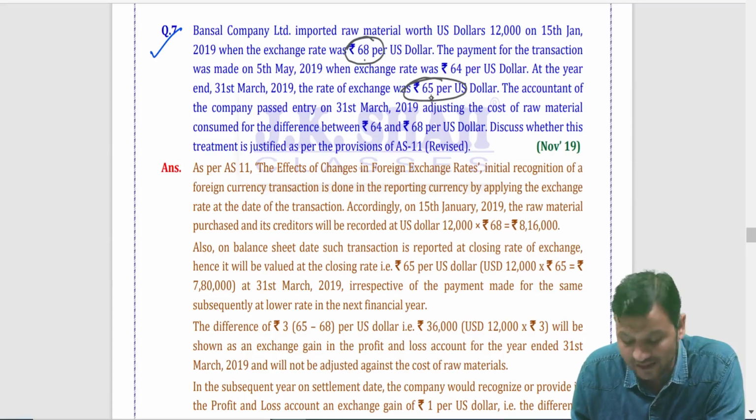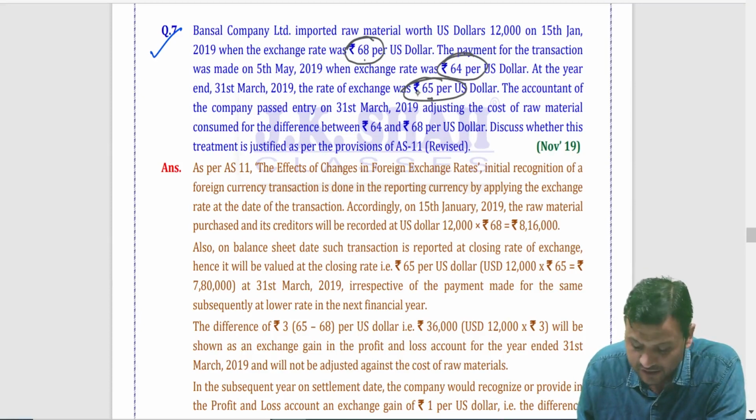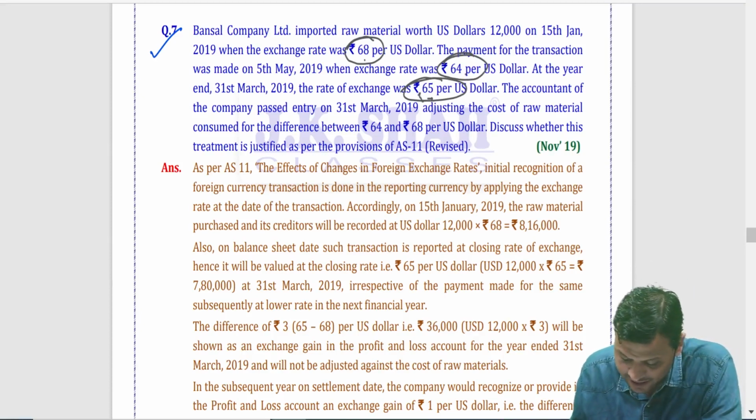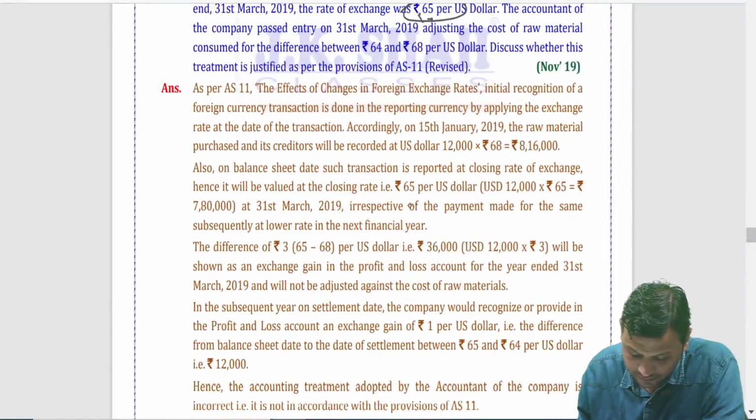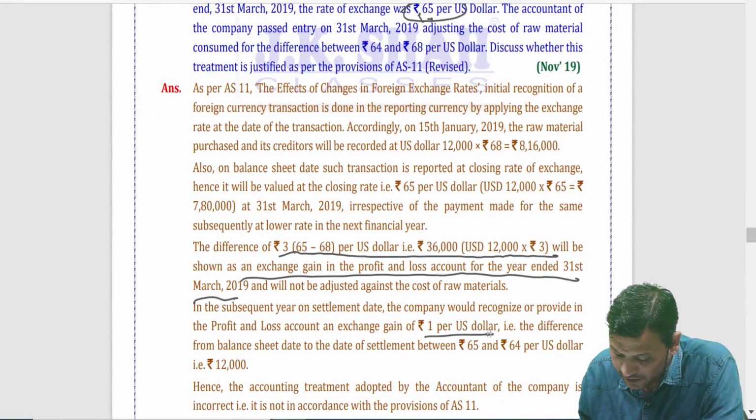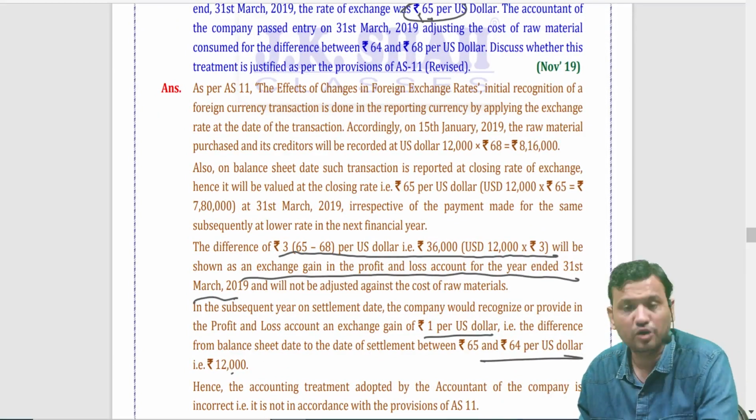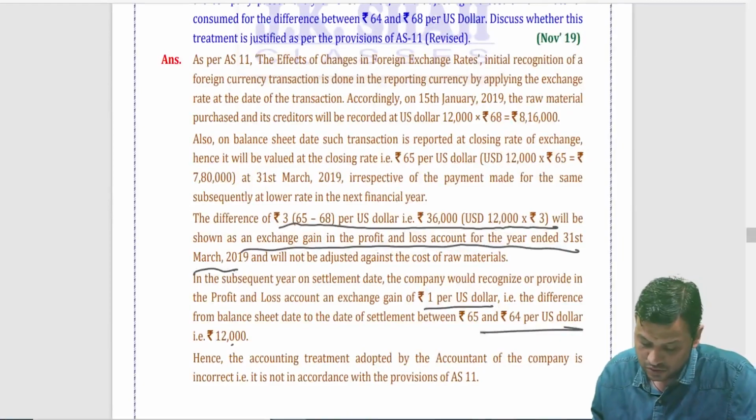And then we are settling at 64. So, again, there is a gain. So 3 rupees gain will be the translation gain. And then again, 1 rupee gain will be referred to as the settlement gain. Settlement gain of 1 rupee should not be adjusted to the cost of raw materials. That is wrong.